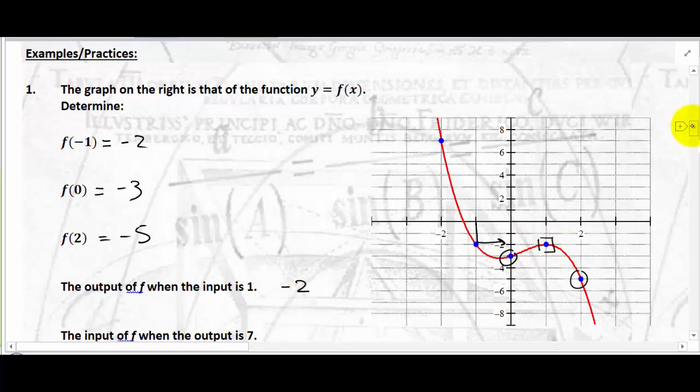When the input is 1, the output is -2. And find the input, careful here, it's the input that I want, when the output is 7. So output 7 is right here, right? And the input is -2. Here we go. Very, very easy. Okay? All right. Let's move on to the next example, how to draw the graph of a function.